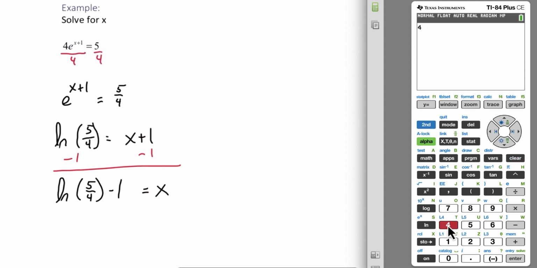4 times e raised to the x, which we think is the natural log of 5/4 minus 1, and then still in the exponent plus 1. This gives us 5, which confirms our answer is correct.